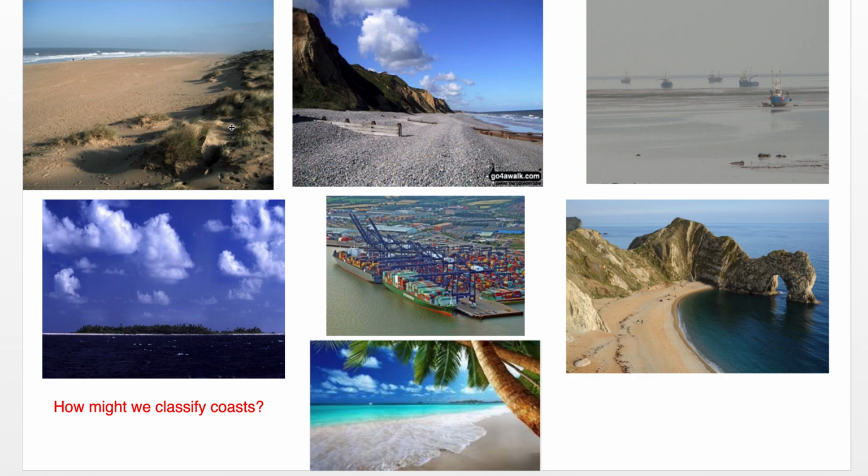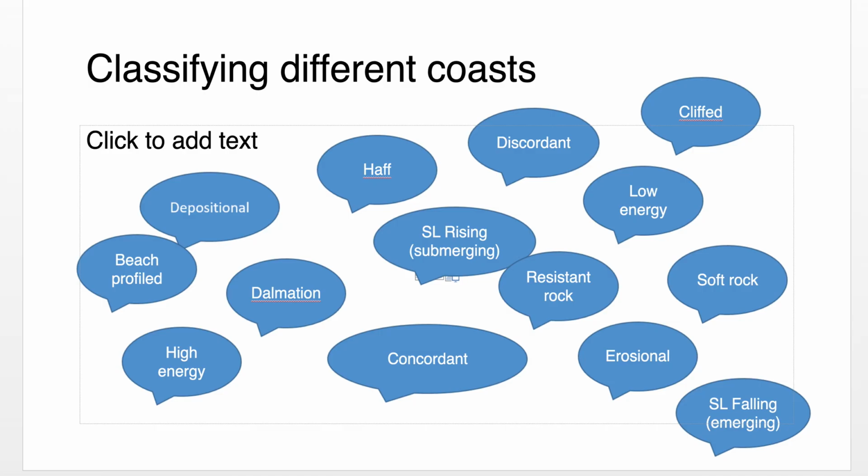You might look at these pictures and think, okay, this one's rocky, that one's rocky, all the rest of them are not. Or you might think, these are affected by humans and these ones aren't, but is that entirely true? Or you might think, these have got hard rock and these ones have all got soft rock. So there are many ways to think about how you might classify coasts, but we narrow it down for you so you don't have to think about all of them.